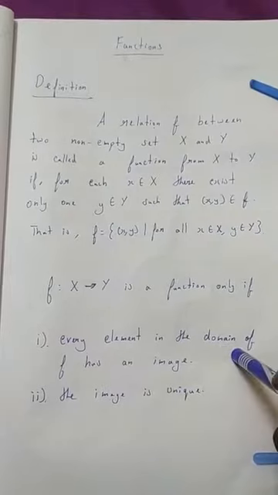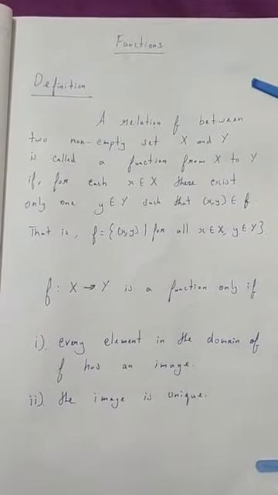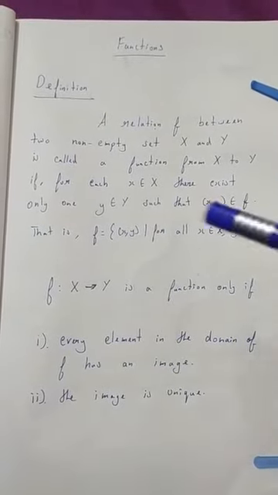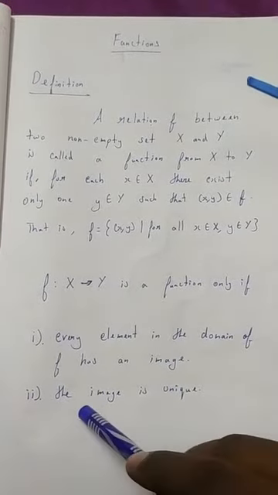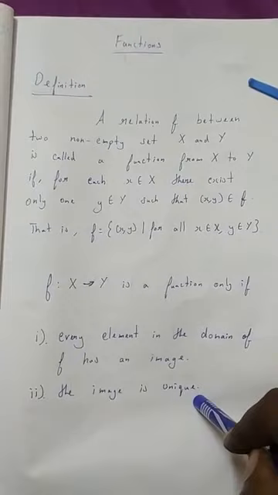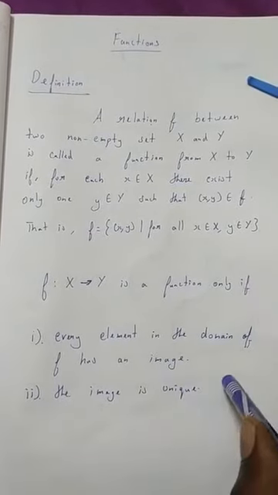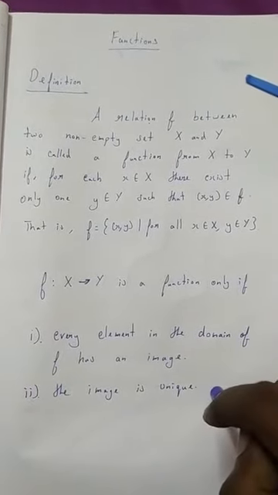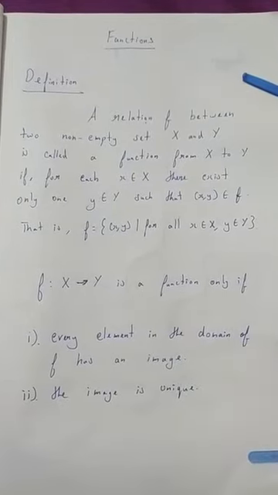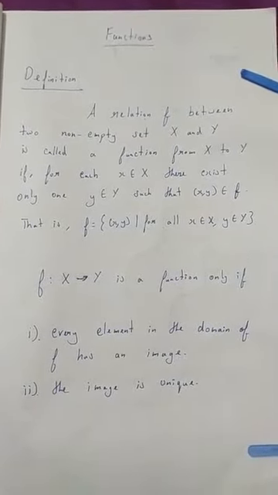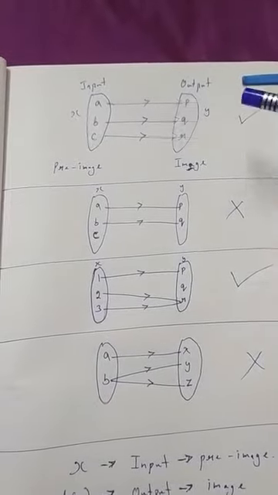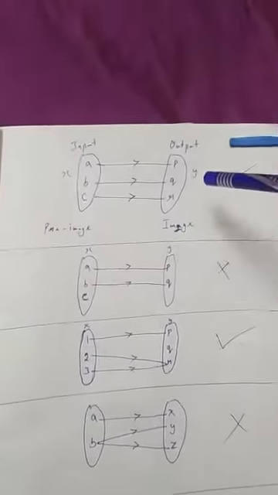Every element in the domain of f has an image. So what is called image? Image is nothing but the second element, right? The image is unique. Unique means it should be only one element, right? So we'll see some examples, and now we'll clearly understand. These are examples of functions, so let's see one by one.